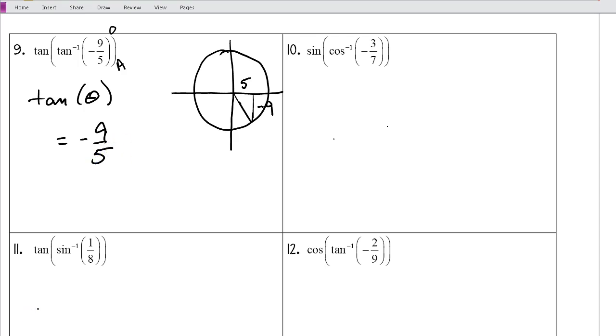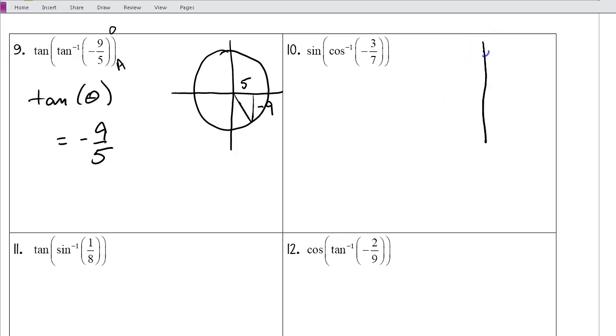So once you get the hang of setting up these triangles, it's pretty straightforward to figure out what you need to. If you have all three sides of the triangle, then you can find the sine, the cosine, the tangent. We could find the secant or cotangent as well.